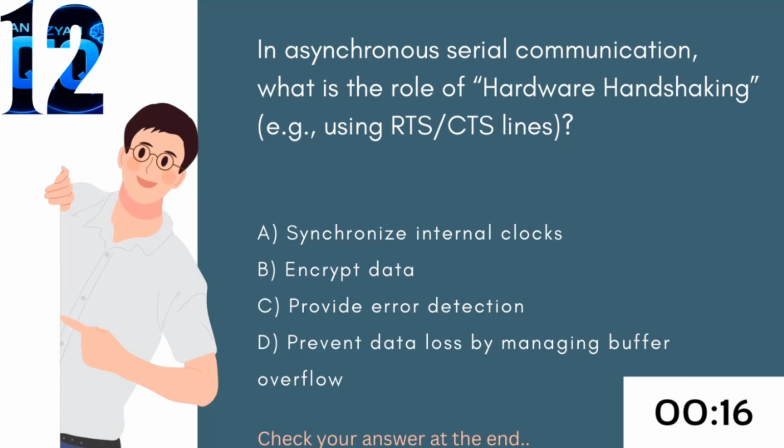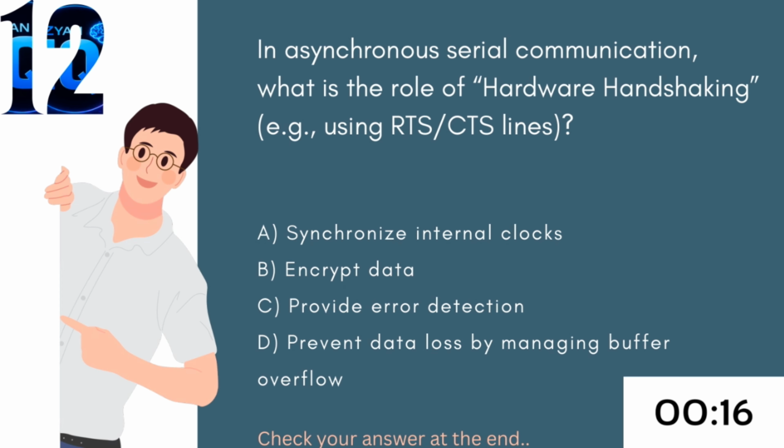Now, let's take a look at what happens at the end of this process, checking your answer. When we're dealing with data transfer, it's crucial to ensure everything is accurate and reliable. One way to do this is by synchronizing internal clocks, which helps keep data aligned. Encrypting data is also vital to protect sensitive information during transmission. Providing error detection mechanisms allows us to identify and correct any mistakes that may occur. Lastly, preventing data loss by managing buffer overflow ensures that no data is lost when the system is overwhelmed.